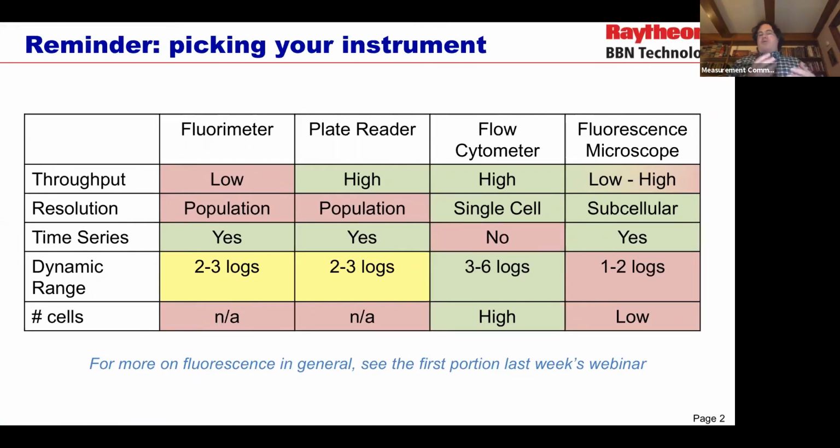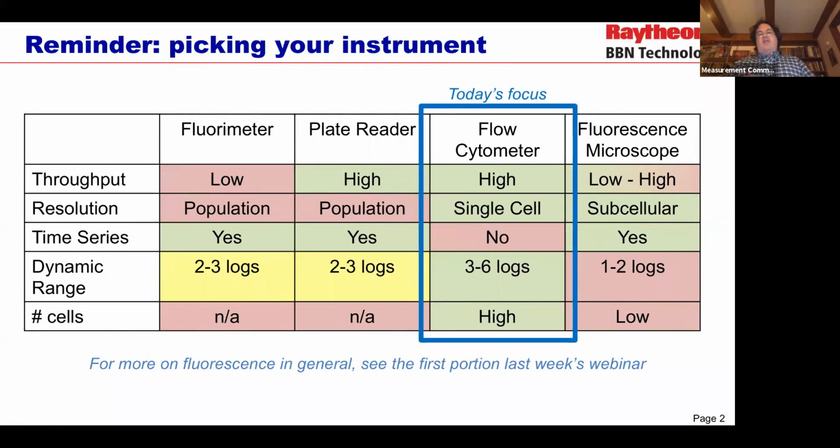Fluorimeters or plate readers only give you population level measurements, but plate readers can give you very high throughput time series. Fluorescence microscopes can give you beautiful resolution, but only a relatively small number of cells, not a huge amount of dynamic range in looking at the actual intensities. Today, though, we're going to focus on flow cytometry, which is my personal favorite instrument.